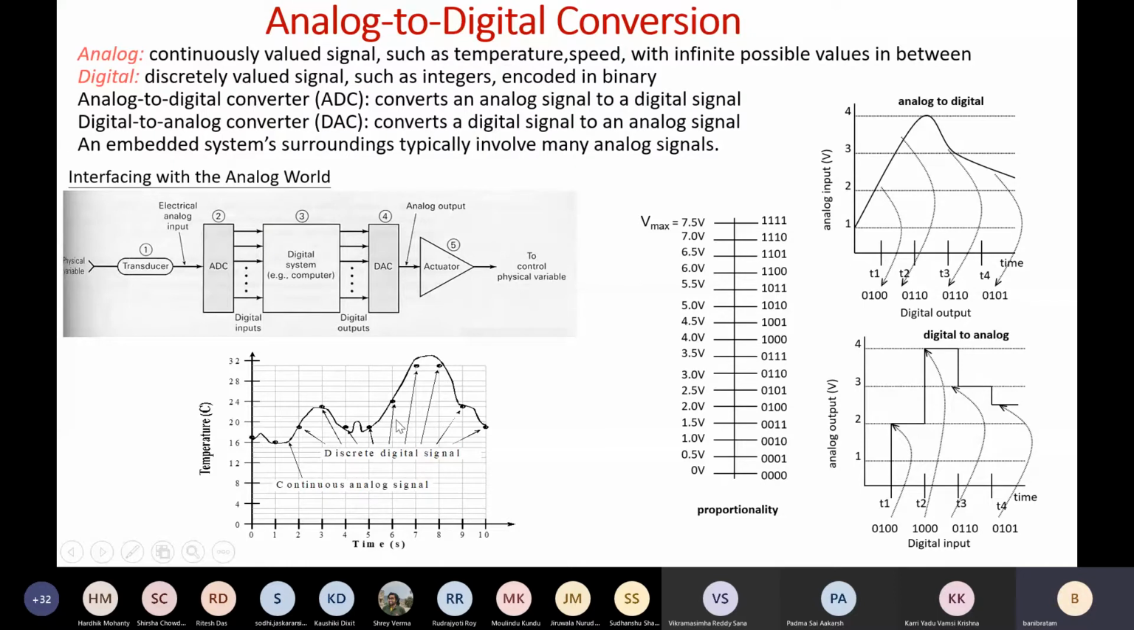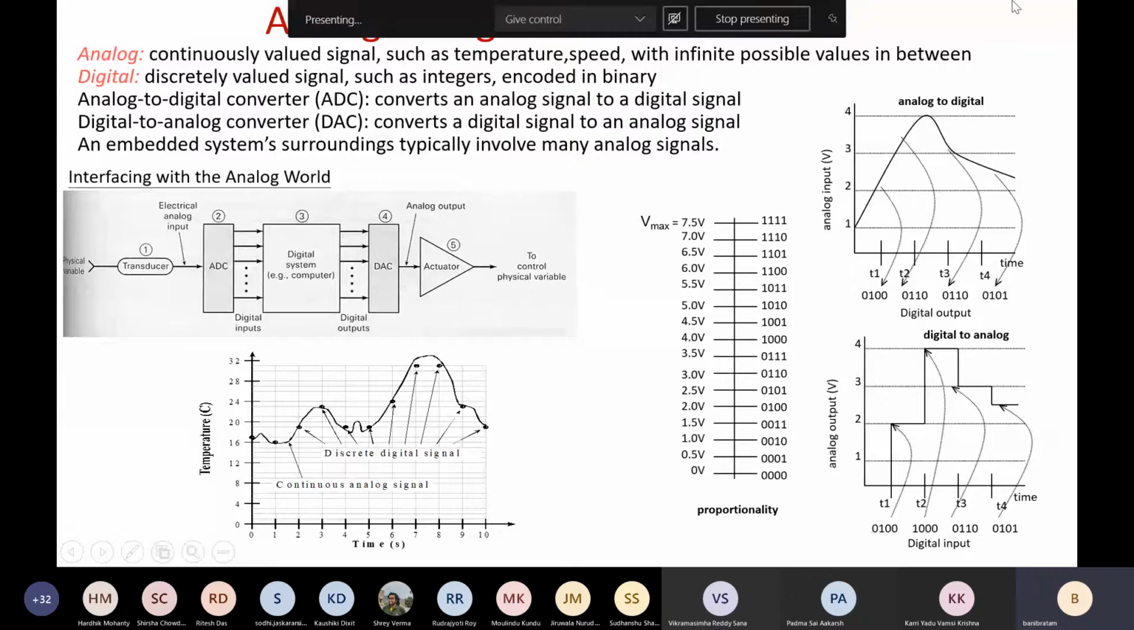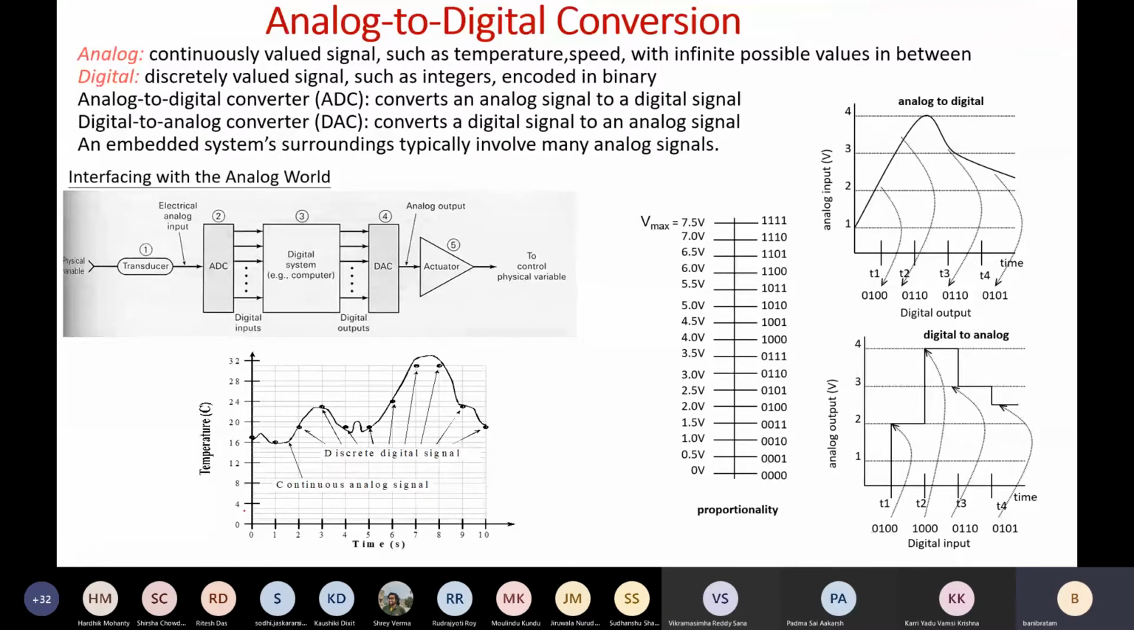Now, if we want to understand the analog to digital conversion, I hope that you have already studied these basic analog digital circuits in your basic electricals or some other courses. But just for continuity, if you look at this, here is your analog signal, and you can see this is the continuous valued signal.